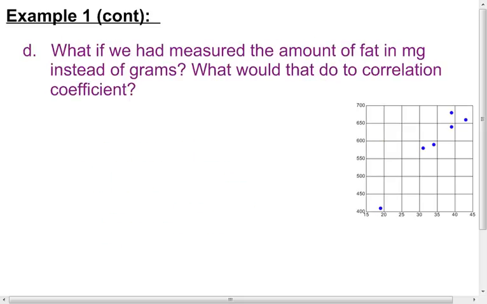Okay, then here's the question. What if we had measured the amount of fat in milligrams instead of grams? What would that do to the correlation coefficient? And we talked about this at the beginning, how it doesn't matter what units of measure you use. You can change those units of measure, and it's not going to change the correlation coefficient. So it would do nothing, because changing units of measure doesn't change the R.